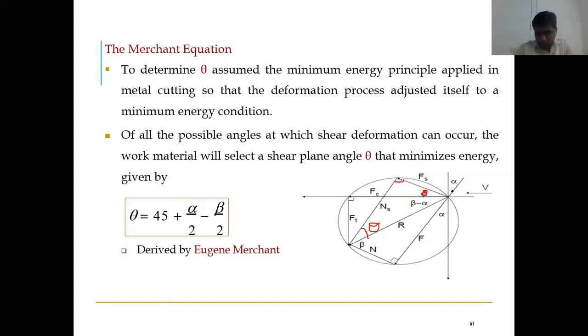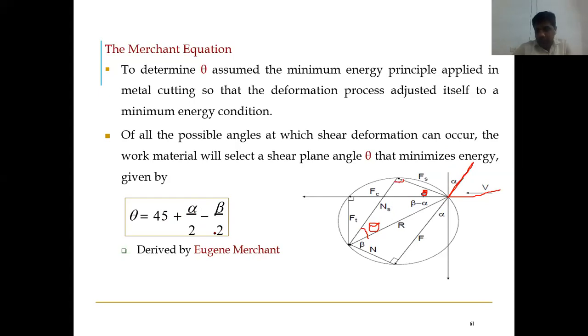In this picture, this is a cutting tool, and whatever inclination you are giving on this face is the rake face. How much inclination you are giving from the vertical plane is called alpha. So this angle is called the rake angle, or back rake angle. So alpha is the back rake angle. Then the formula is 45 plus alpha by 2 minus beta by 2.